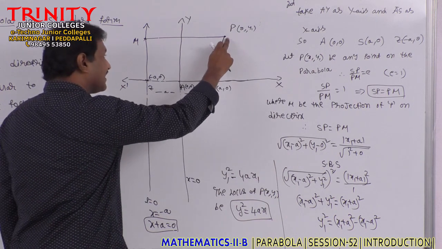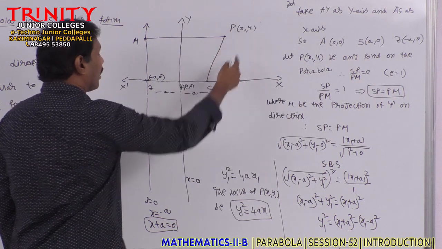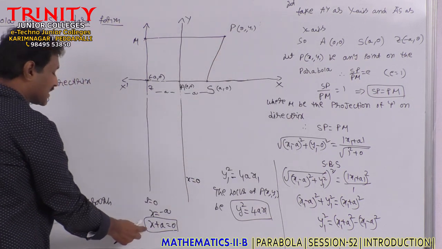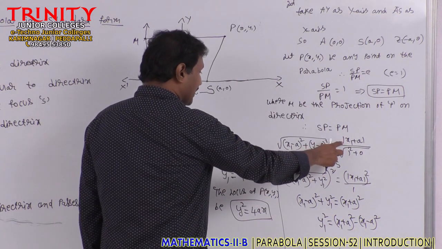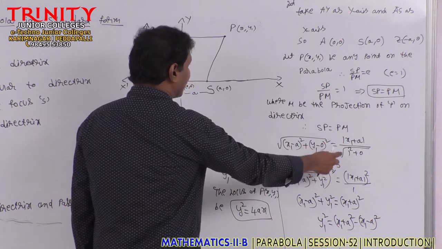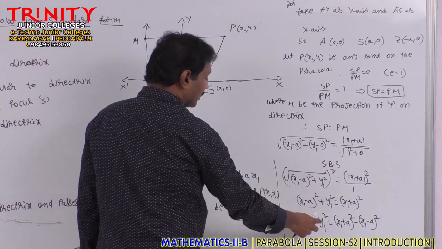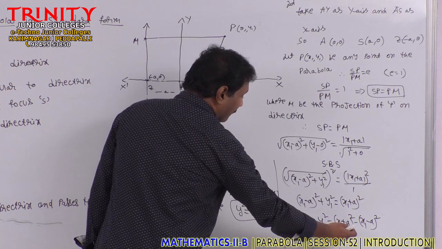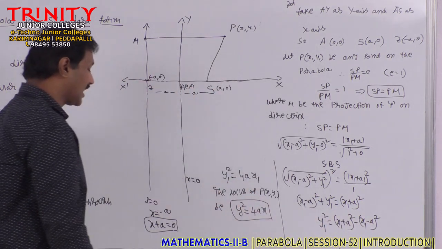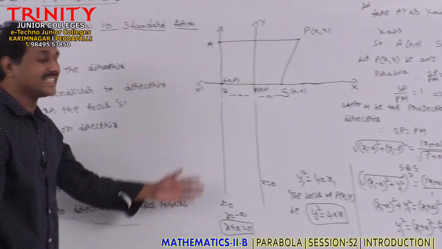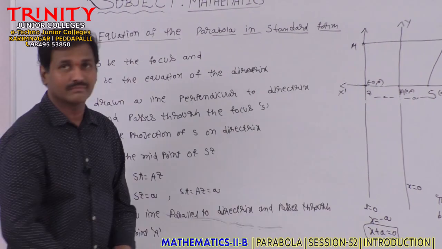PM is the perpendicular distance from the point to the directrix. We know that the perpendicular distance from point (x1, y1) to the line ax plus by plus c equal to 0 is modulus of (ax1 plus by1 plus c) by root of a square plus b square. Applying that formula, we get the relation. Squaring on both sides and simplifying, y square equals, this is of the form (a plus b) whole square minus (a minus b) whole square, which equals 4ab. Therefore, the locus of P (x1, y1) is y square equal to 4ax. This is the equation of the parabola in standard form. This is a very important question in IPE.